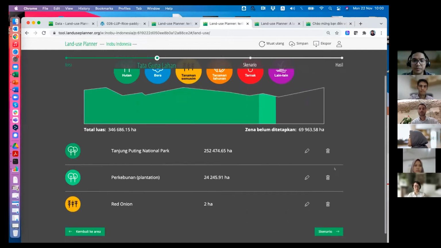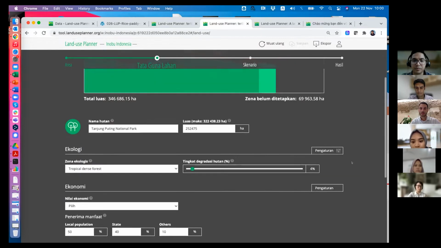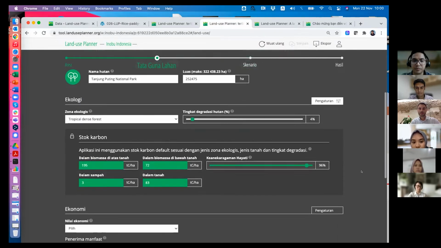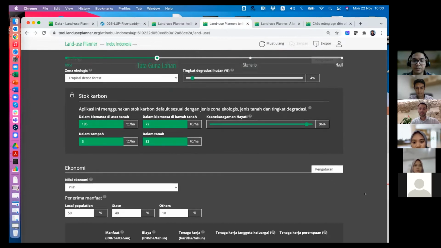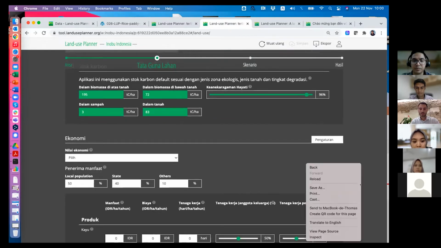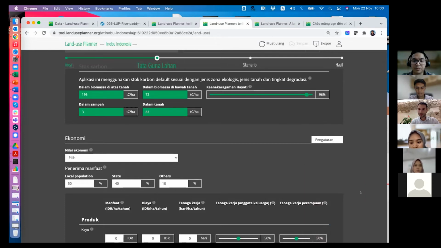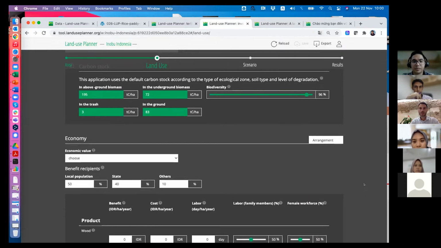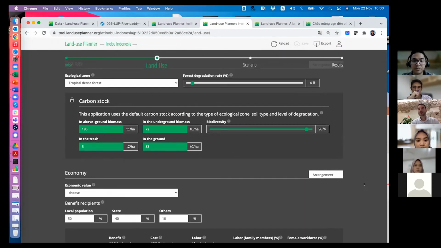So if we go to one forest, we have here a national park, and the detailed data for the forest is here. So let me translate to English. This is more difficult than with crops, I agree, because when you ask people how much they produce for their maize or their rice, people know.